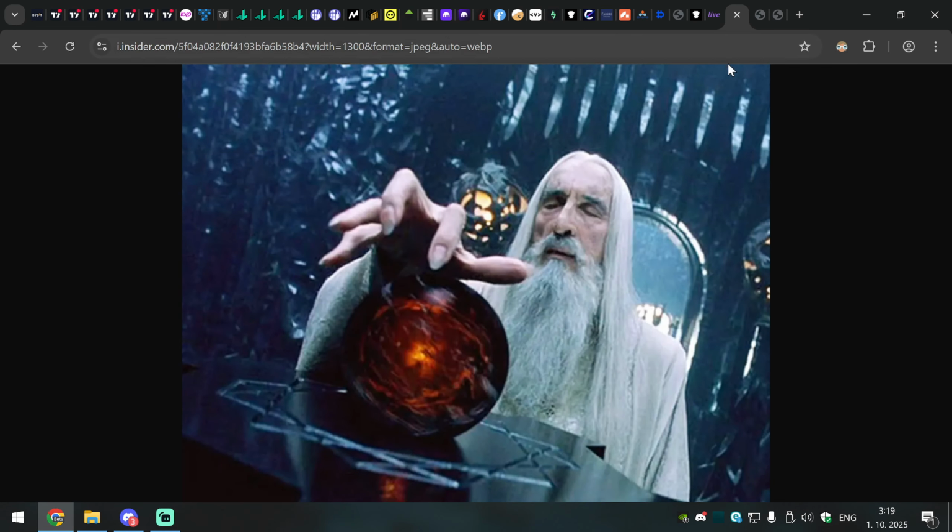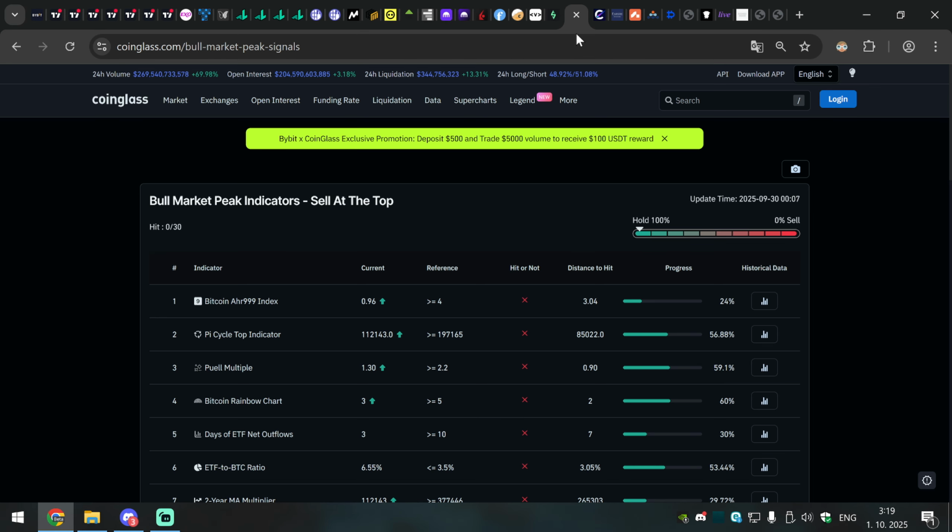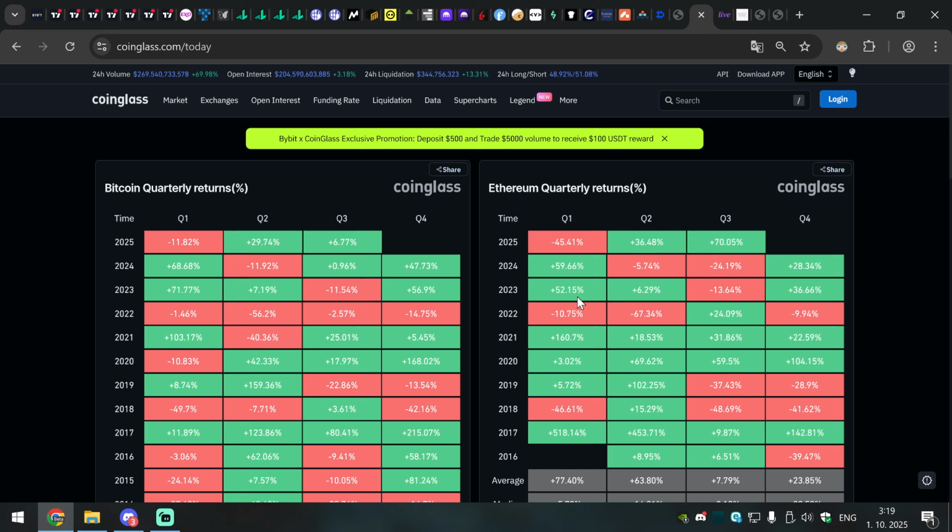And we have another thing which is connected to these predictions. Ultimately, seasonality is powerful. And we have this now. So we are entering the last quarter of the year for Bitcoin and for other assets. And historically, it tends to be the strongest time of the year for crypto. Bitcoin had crazy gains in 2023 and 2024.